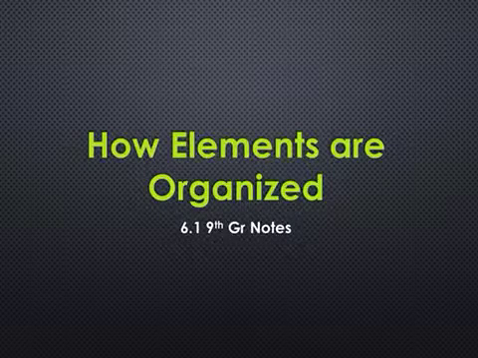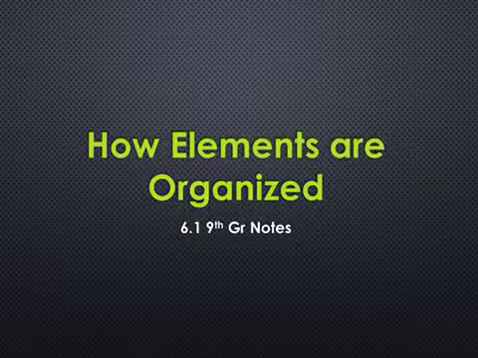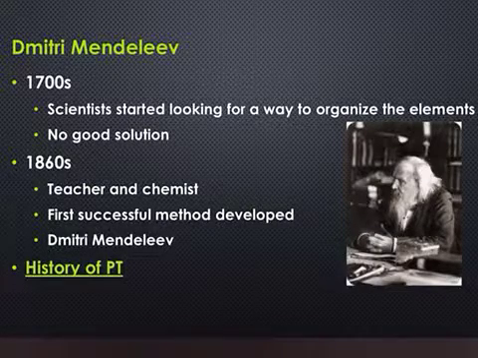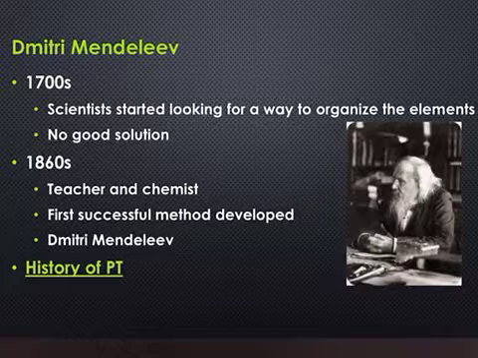Now that we've looked at how the atom was discovered, we're going to look at how these elements get organized. So it's going to be a little bit more history. In the 1700s, Dmitri Mendeleev really started looking at ways to organize the elements. In the 1700s, there was no good solution.